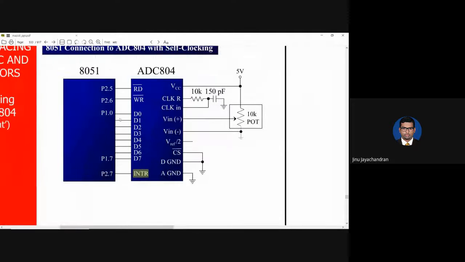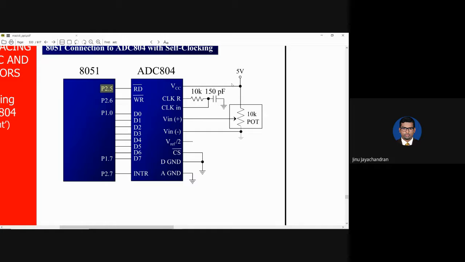Let's say you want to start a conversion. What you will do is make port 2 pin number 6 high to low, so the conversion will start. Once the conversion ends, the INTR pin will move from high to low, so your controller knows that the conversion has ended. Then you will make the read pin, which is port 2 pin 5, high to low. So the read will be enabled, and you can read from port 1 pins 0 to 7. So that is the procedure.